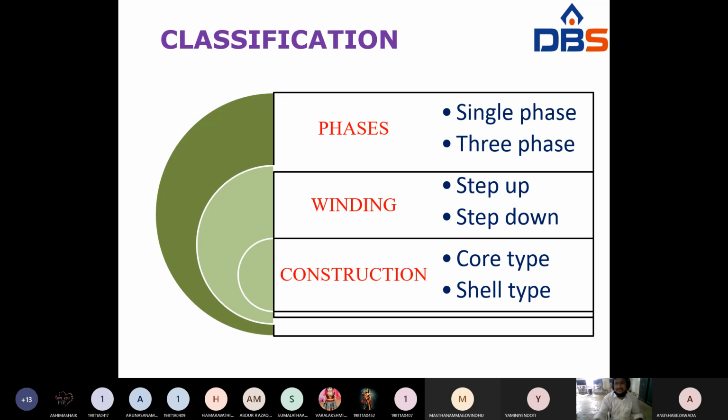So this is the classification of transformers. Depending upon the phases: single phase, three phase. Depending upon the winding: step up, step down. Depending upon the construction: core type, shell type. This third one is very important for our syllabus. So explain the construction of core type and shell type transformers, they are asking for 5 marks. Otherwise, write the difference between core type and shell type transformers, 2 marks or 5 marks, whatever it may be.